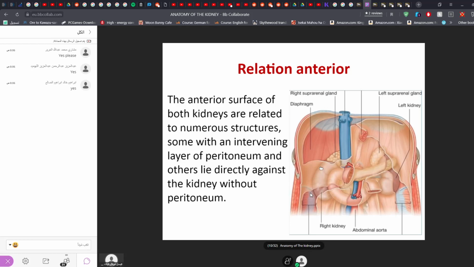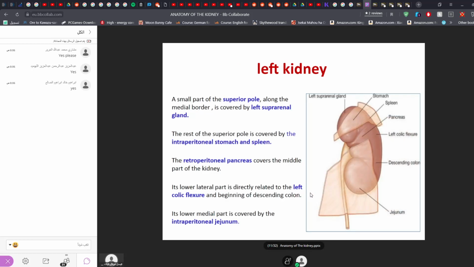We'll see the anterior face of both kidneys is related to numerous structures which are invested. What are these yellow structures? This is peritoneum. This is the peritoneum left behind. Otherwise, this lies directly against the kidney without the peritoneum. Let's see. The left kidney. As it is retroperitoneal, only a slight area is covered by peritoneum, like this and this.